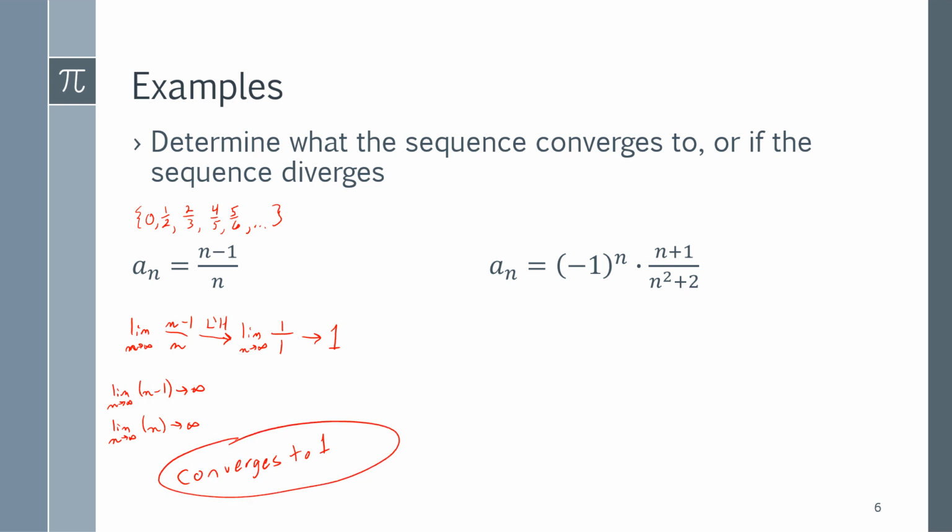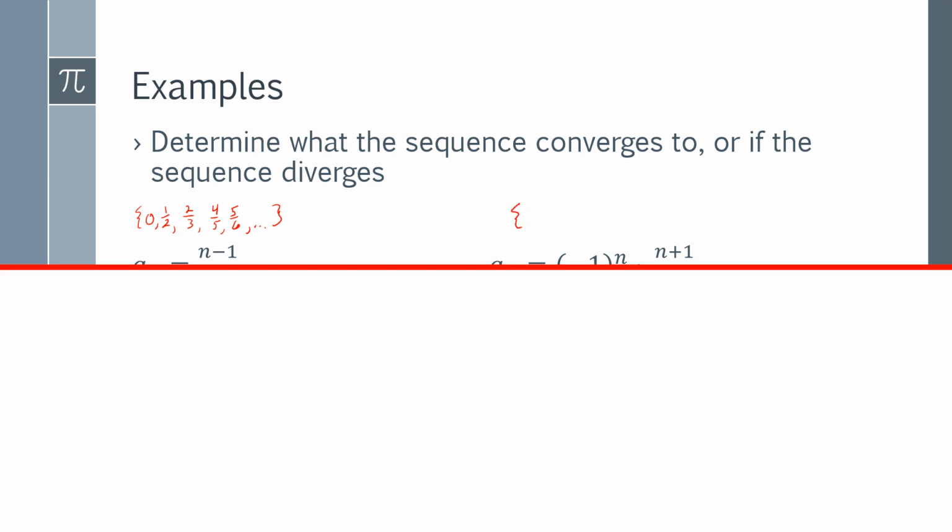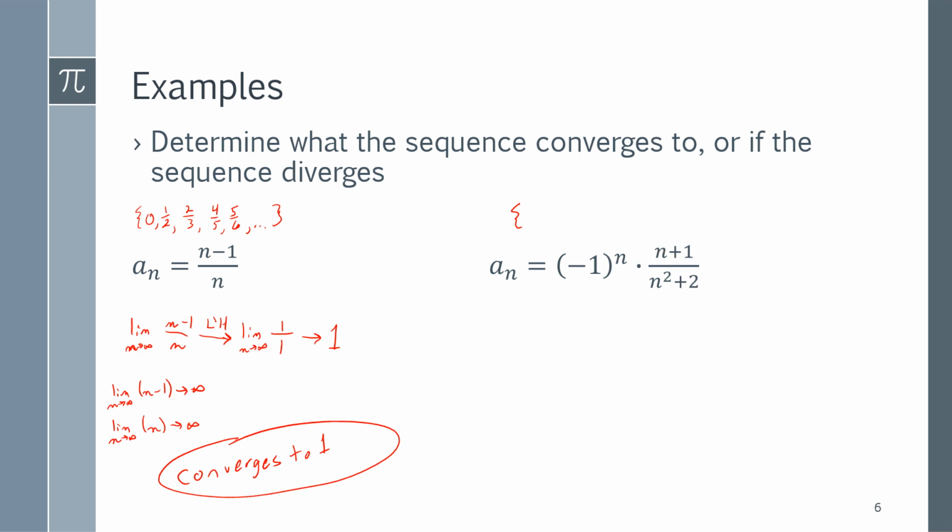If I look at the second example here, again, it's given to us explicitly. I could generate the sequence. I plug 1 in for n. That's a negative 2 over 3. Plug in 2. That's a positive 3 over 6. Then a negative 4 over 11. And so on.